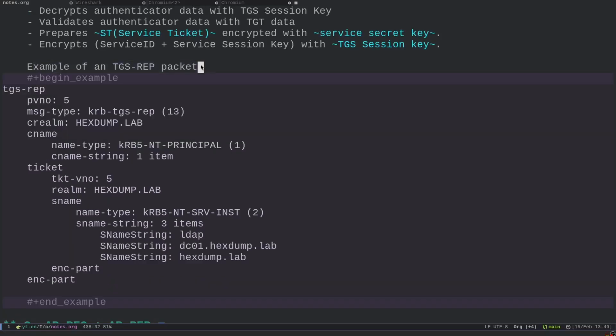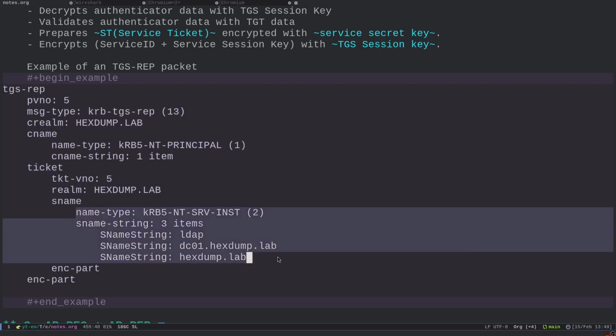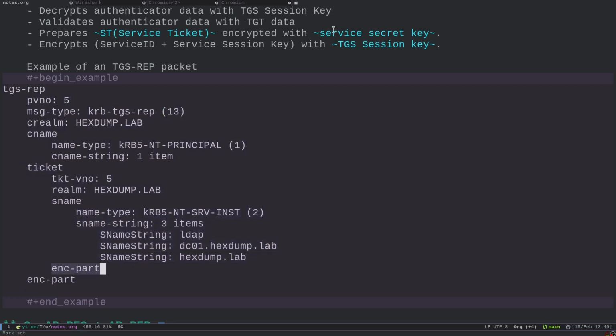This is an example of a TGS reply packet. We have, as always, the TGS reply, the Kerberos version, the message type, the realm, and then we have the service ticket. It contains the service principal name and the encrypted part, which is encrypted with the service secret key. Then it contains another encrypted part, which is the service ID and service session key, and this other encrypted part is encrypted with the TGS session key. So it means that this part can be read by the user, while the other is encrypted with the service secret key and cannot be read by the user.